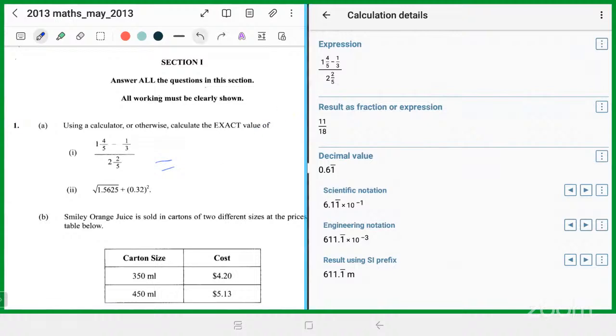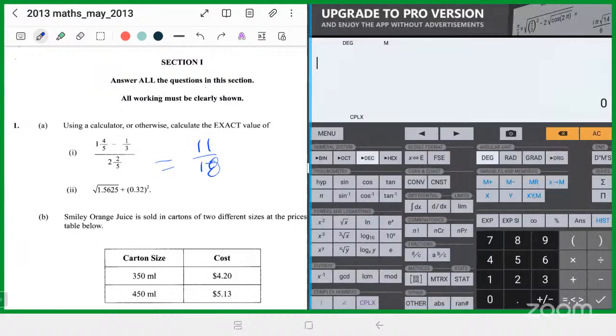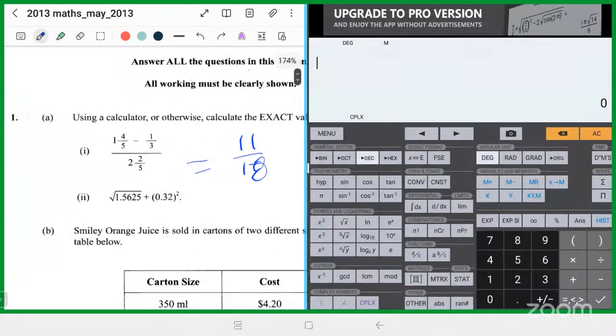11/18. It's a matter of double checking that what you have here is exactly what you typed up there: 1 and 4/5 minus a third, divided by 2 and 2/5. Yes, that's the same thing. So you write down this answer as 11/18, using your calculator. And for this one I want to do the same thing. Just type that in the calculator exactly as it appears there.